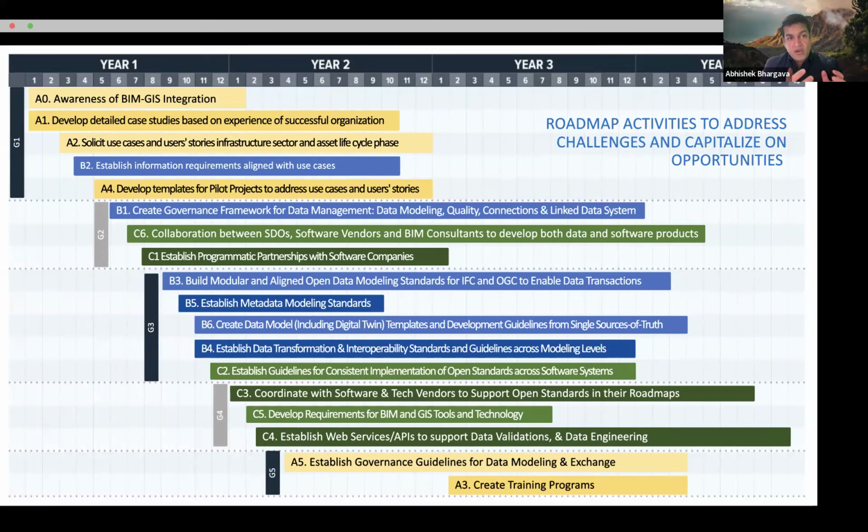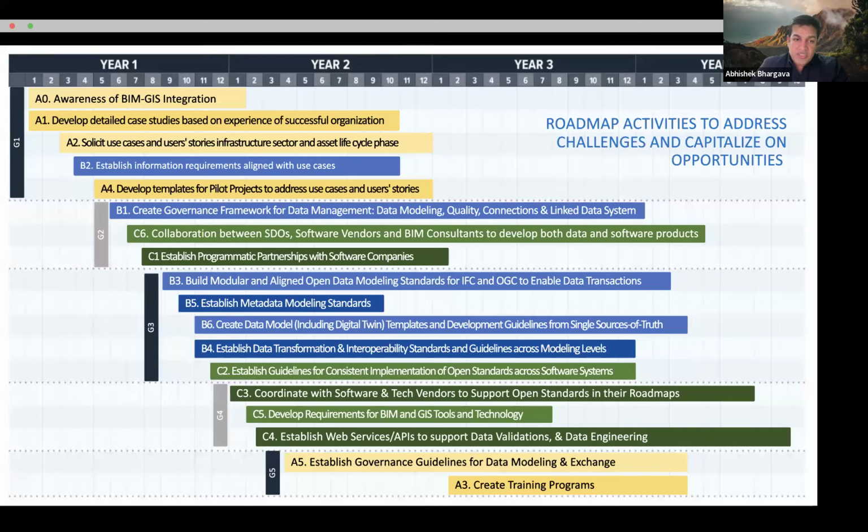So when you start with identifying the use cases in activity A1, and when you actually go back to the owner agencies and start talking about the training programs that they need to deploy and the governance guidelines they need to have for adoption of those data modeling standards in activity A5, we are basically addressing the needs of the stakeholders that are engaged with the client and owner agencies, including the contractors and the software vendors who are actually engaged in the digital delivery process. The second set of activities, which is shown in blue, is essentially the standard development activities.